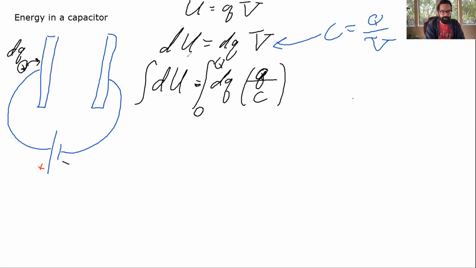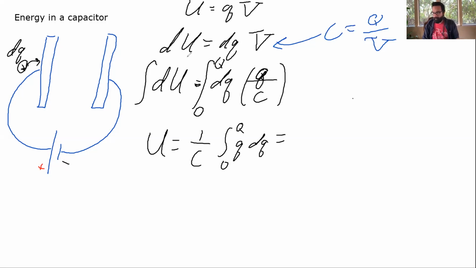So the right side becomes U. The left side, I could take out the 1 over C. Let me just make sure I did that algebra right. Yeah. And I'm going to integrate Q dq from 0 to Q. Doing the integral, I get 1/2 Q squared over C. And there we go. So this is how much energy I have in a capacitor.